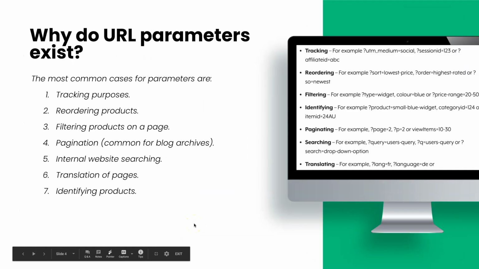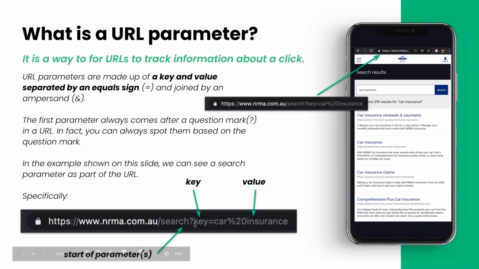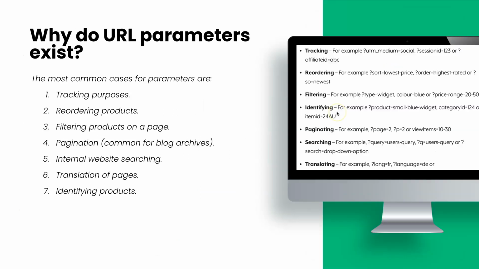Anything behind a question mark, that is when you start seeing a URL parameter. It's made up of a key and a value separated by an equal sign. You can have multiple values, and these can be joined by an ampersand. The first parameter always comes after the question mark. In fact, you can always spot them based on this. In the example below, we can see this is the start of the URL parameter, and this is on an NRMA page. If you've done a search within a site using a search bar on the website, you've probably come across this in the results page.